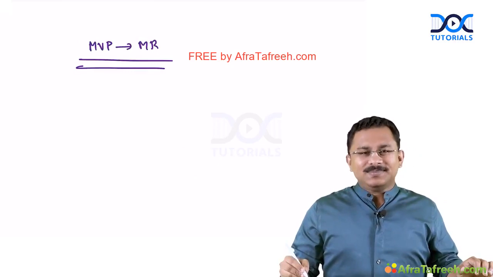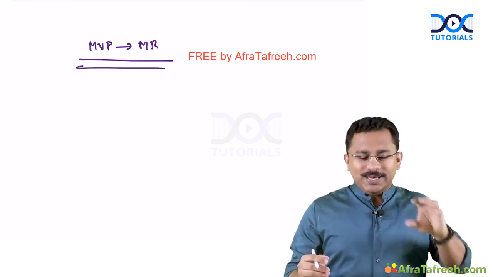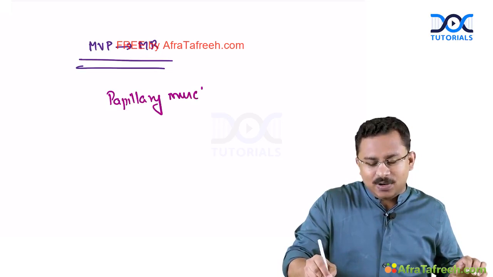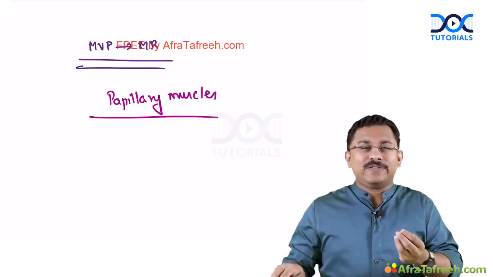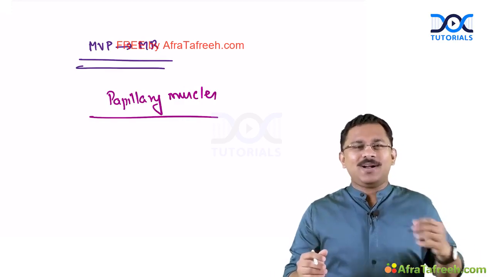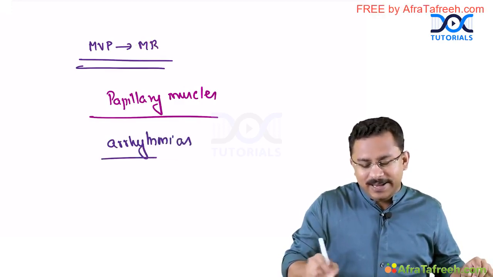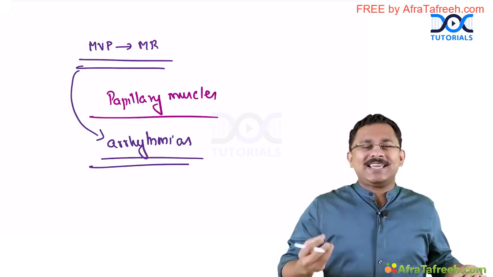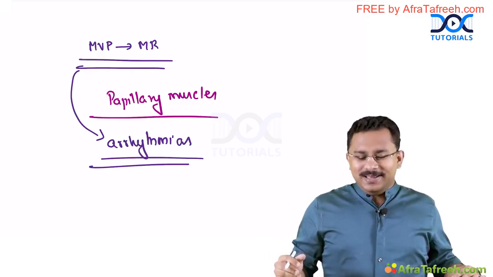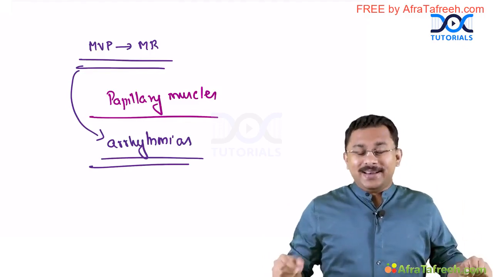Also remember, MVP can cause excessive stress on the papillary muscles, leading on to some sort of ischemia and dysfunction of the papillary muscles and also the adjacent ventricular myocardium. Because of this, MVP can predispose to arrhythmias. So that point is also important. I hope you have got an idea regarding the pathology of mitral valve prolapse.